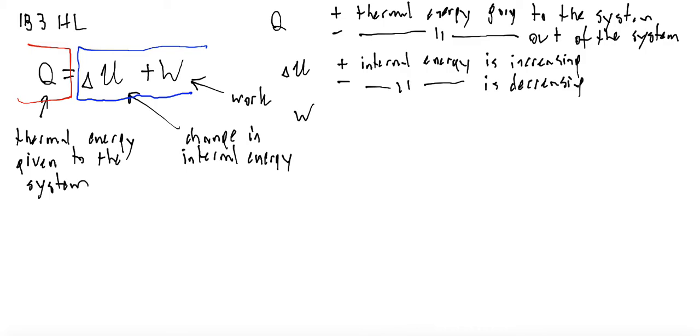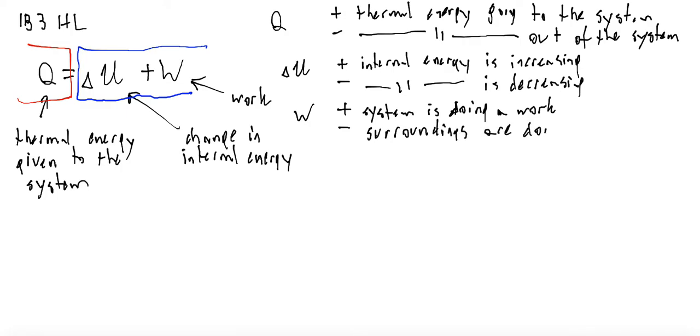Okay, and the same with W. What does it mean? If W is positive, then the system is doing work. So in the case of gas, the gas expands. When the system is doing work and our system is an ideal gas, then it expands. If W is negative, then what happens? Of course, the surroundings are doing work on the system. So in the case of ideal gas, the gas contracts, reduces volume.